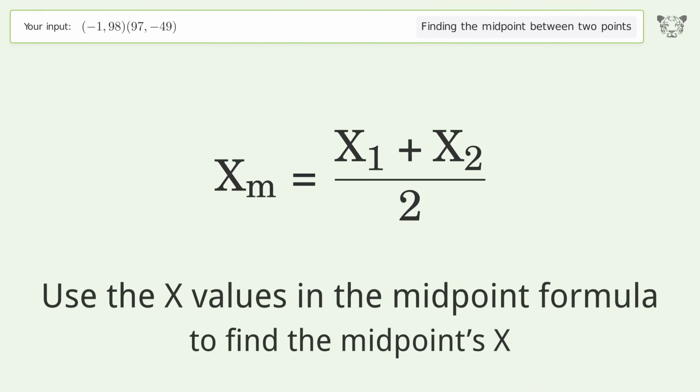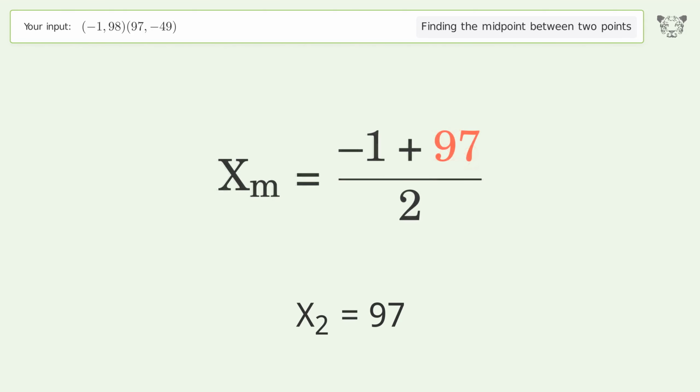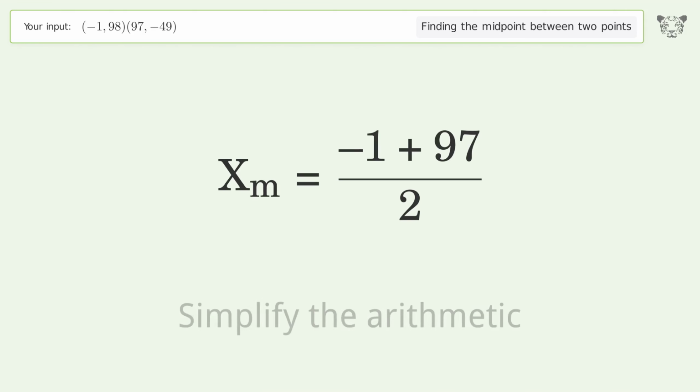Use the x values in the midpoint formula to find the midpoint's x. x1 equals -1. x2 equals 97. Simplify the arithmetic.